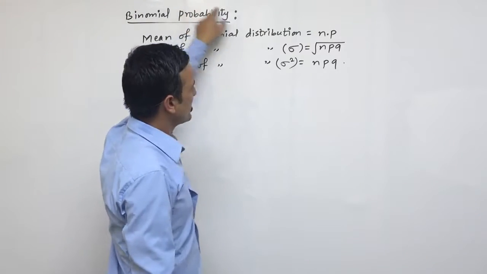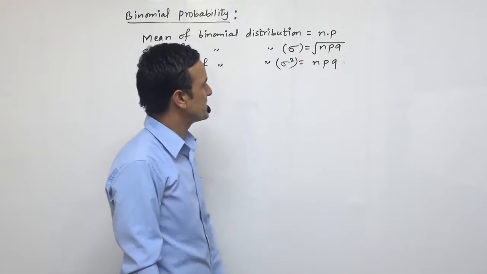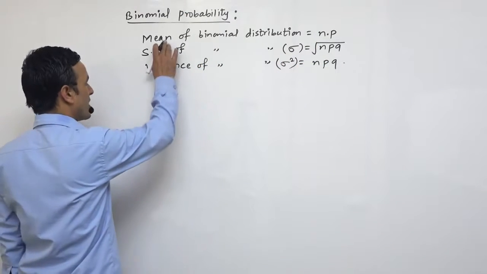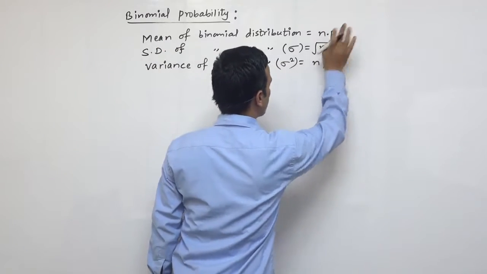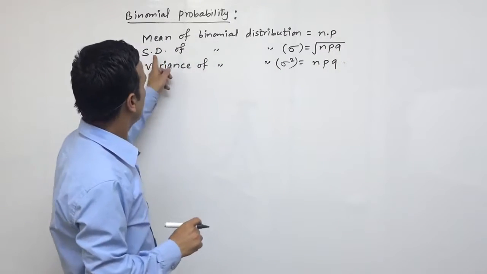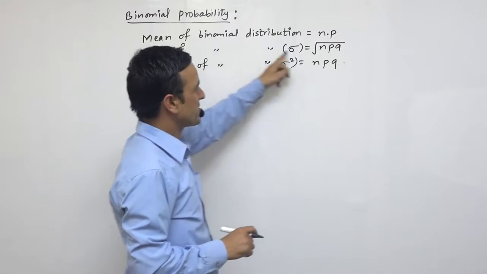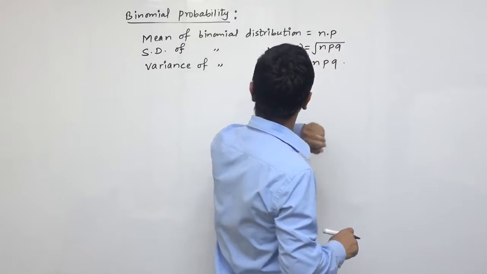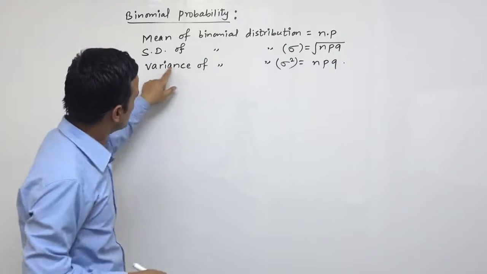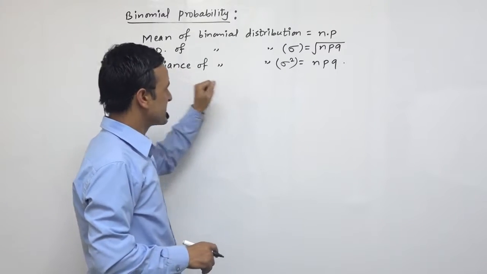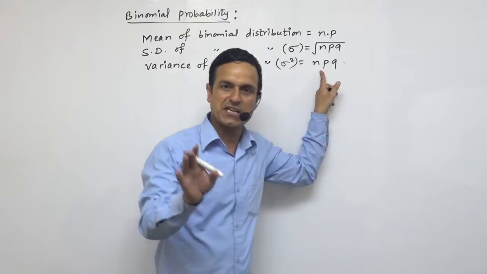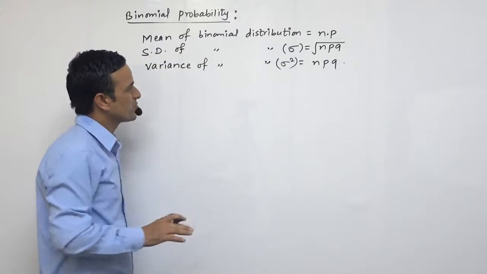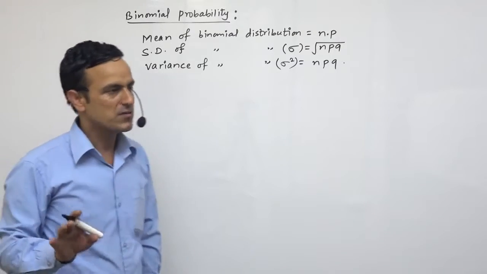In binomial probability we also have to use such short formulas. So whenever a question is asked about the mean, we use this formula n times p, and whenever it is asked for standard deviation, write down root of npq, and whenever it is asked for variance, it will be sigma square. That means we can use npq. So these are the formulas related to binomial probability.